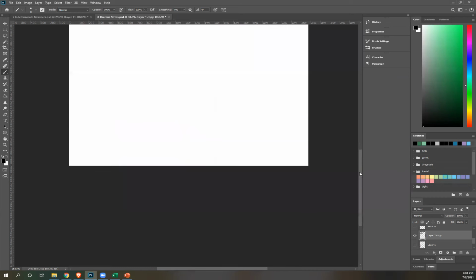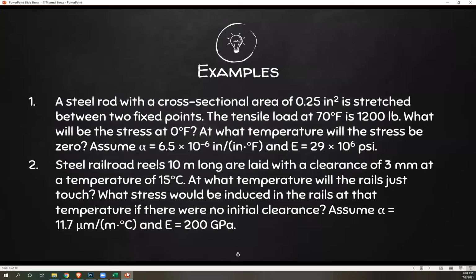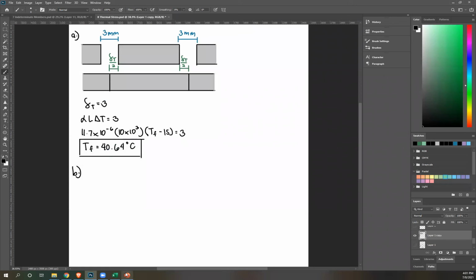How about for part B? What stress would be induced in the rails at that temperature if there is no initial clearance? So now, since it's going to be restrained, there's no clearance, there's no room for the rails to expand, it's going to experience stress. And let's draw that.